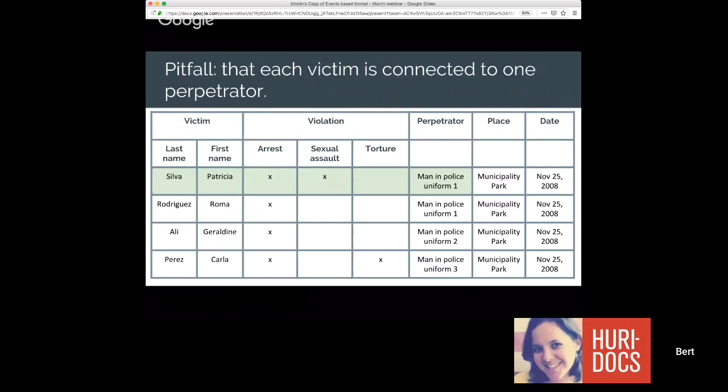And it's also possible that one person can have multiple roles in different events or even in the same event. Roma Rodriguez has more than one role. She was a victim, but she also was the witness in the sexual assault against Patricia Silva.